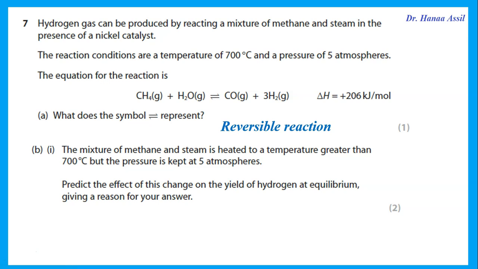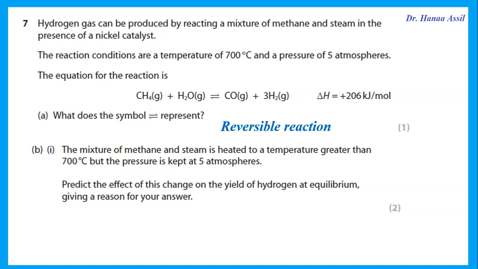Then the question says the mixture of methane and steam is heated to a temperature greater than 700. So we're going to increase the temperature. Predict the effect of this change on the yield of hydrogen at equilibrium. Again, remember, the rule is if we increase temperature, the reaction goes to the side that is endothermic. Increasing the temperature goes endo.